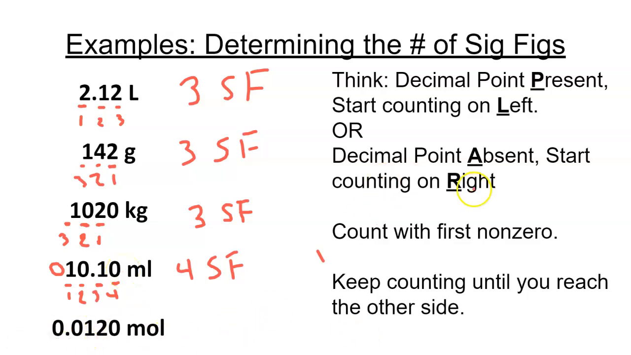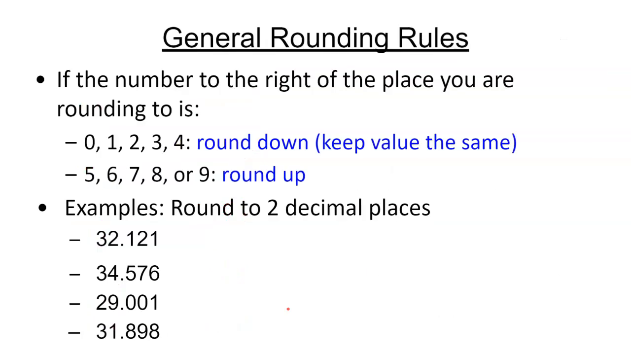Last one here, decimal point present. Start on the left with the first non-zero. 1, 2, 3. And that's 3 sig figs. Again, that ending 0 does count because once I start counting digits, I don't stop. And we'll talk about rounding a little bit in the next video.